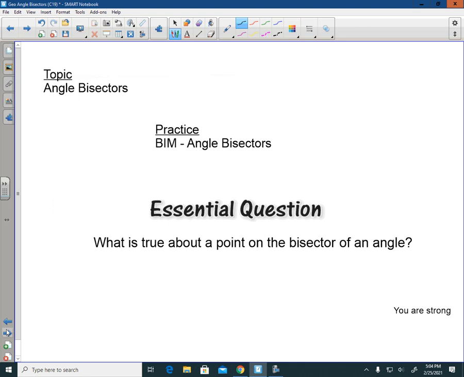All right, everybody. That's it. Angle bisectors was the topic. Your practice is on Big Ideas Math. The essential question, what is true about a point on the bisector of an angle? You might contemplate that and see if you're in good shape for being able to answer it. If not, come to office hours. Give me a chance to help you.